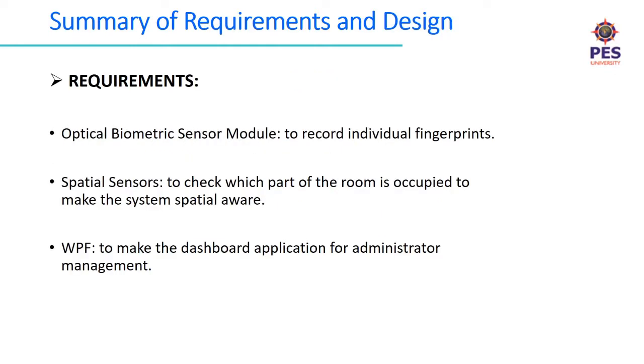Now, here are the requirements which we have detailed in the solution which we plan to propose. We start off by having a small modular optical biometric sensor module. This is a TTL capacitive fingerprint scanner. Then we have spatial sensors to detect movement in the classroom, to check which part of the room is occupied, to make the system spatially aware.